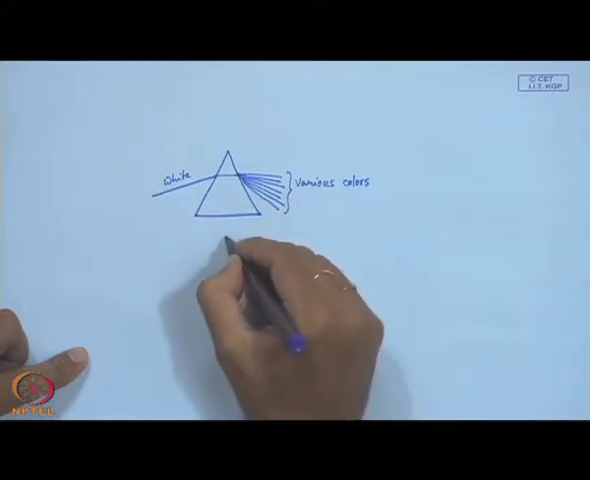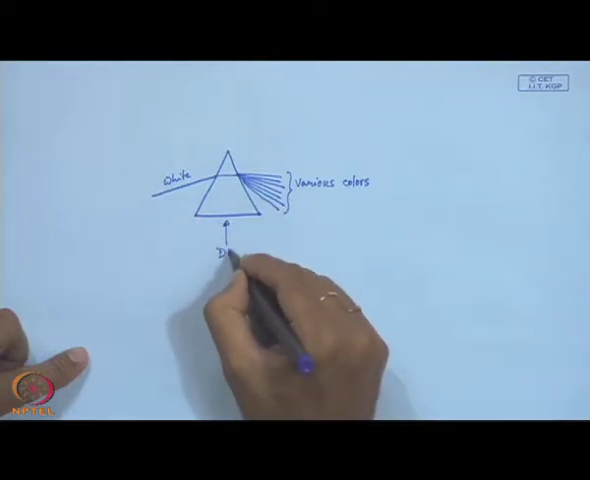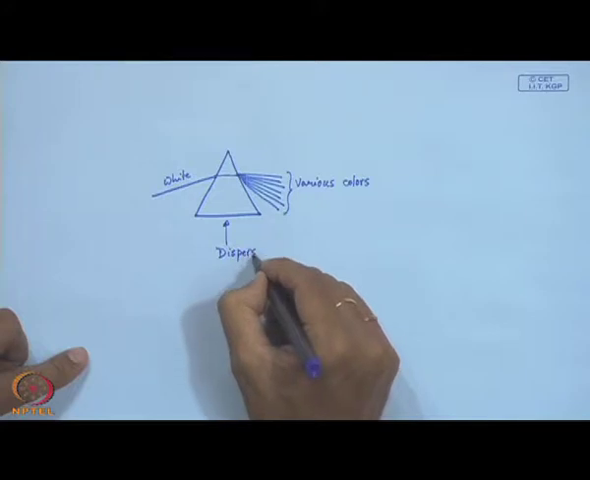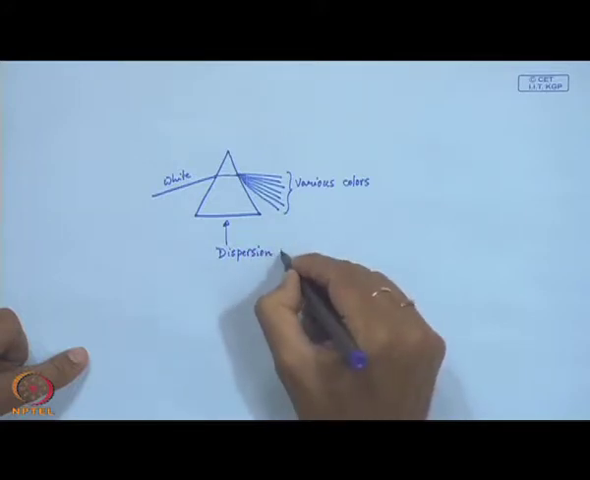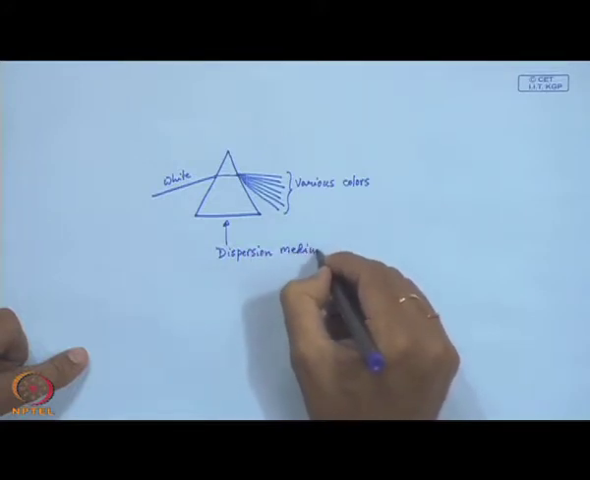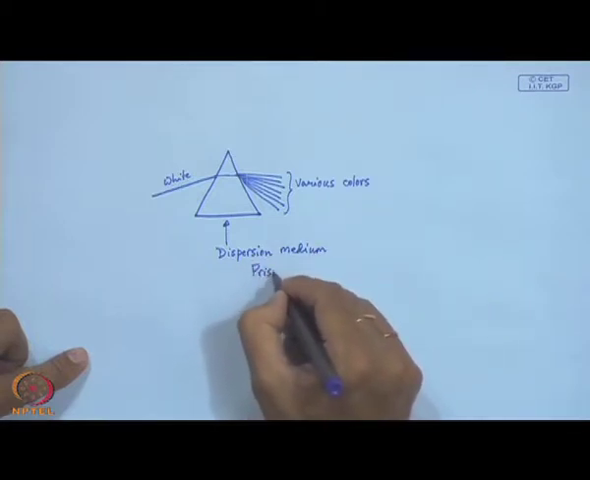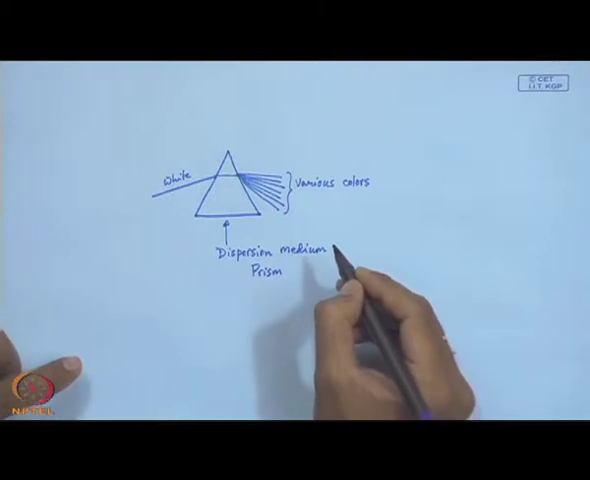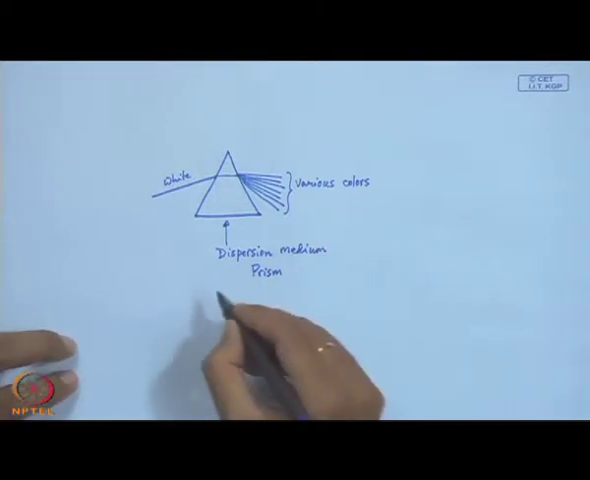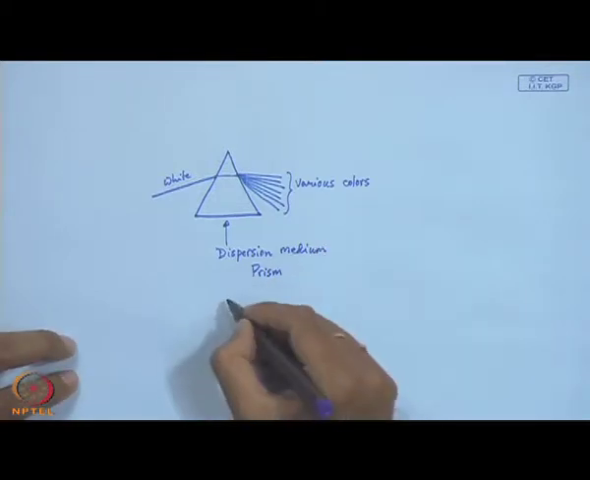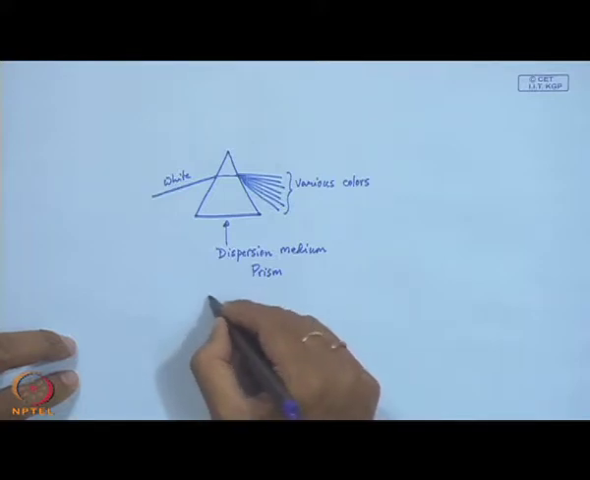Okay, so this is a dispersion medium. Here the dispersion medium is a prism. In some cases the dispersion medium can be what is called a diffraction grating.